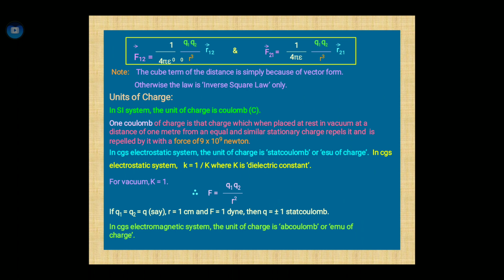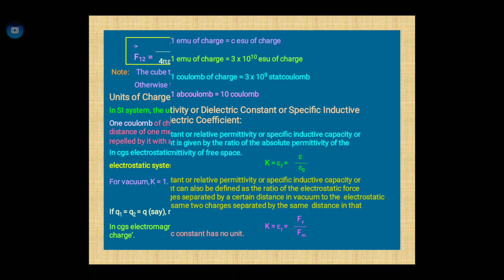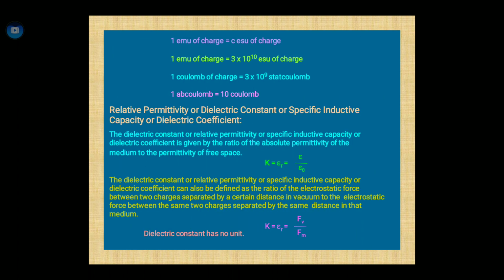In CGS system, the charge unit in the electrostatic system is stat Coulomb, or you can say ESU of charge. We can define it in the same manner as we have defined 1 Coulomb. There are many other units of charge given on the screen.